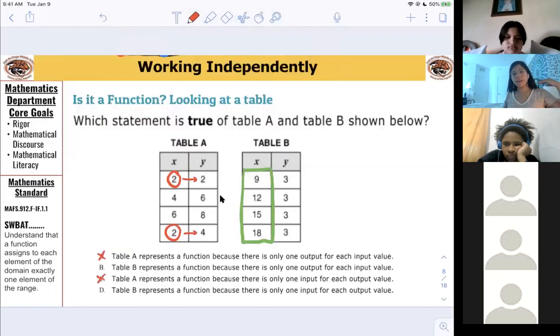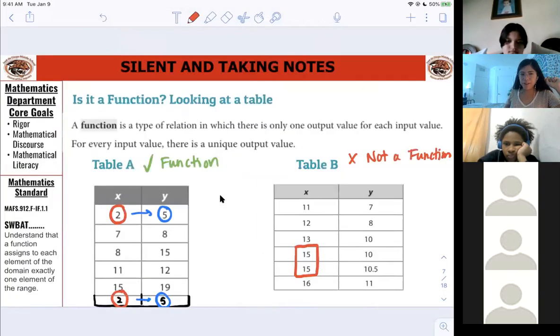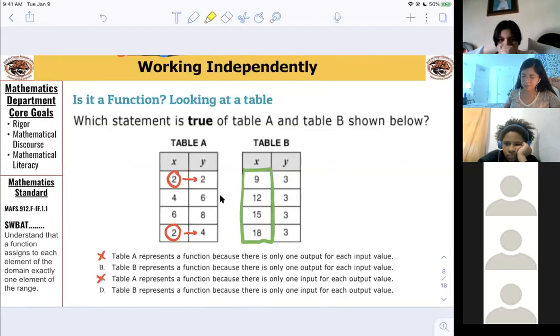But then between B and D, they really try and trick you because they want to make sure you know the exact definition. And that's where it gets a little hard. So I'm going to go back real quick, reread for yourself the definition. A function is a type of relation in which there is one output value for each input value. So it's D, right, Miss? One output value for each input value. Miss, I got it right. It's D. Oh, never mind. It was B, not D.